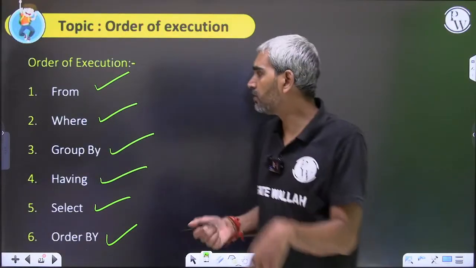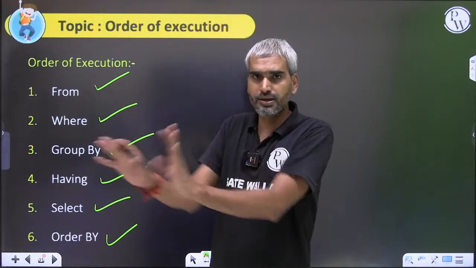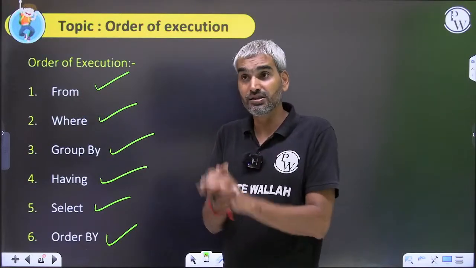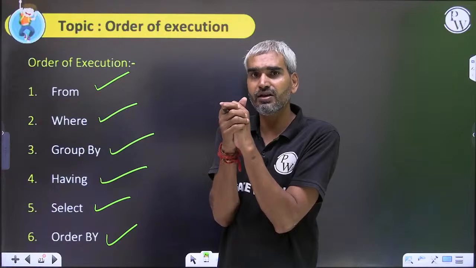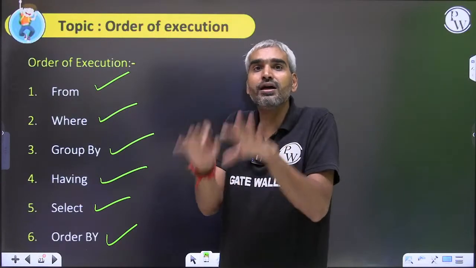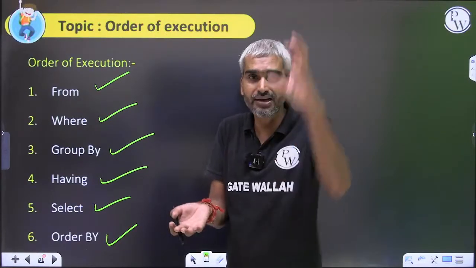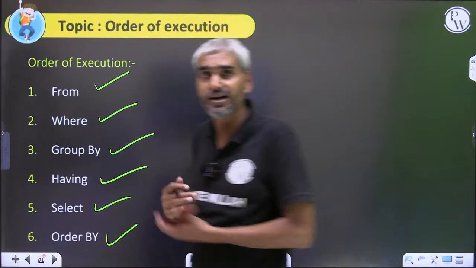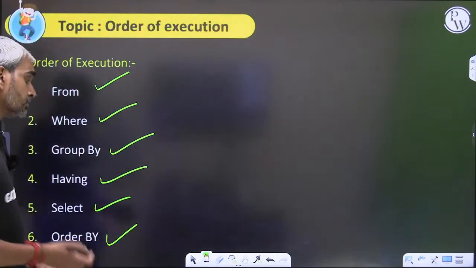That first of all you will take from. So take those tuples, then apply the where condition. Then see what will be left after applying the where condition. Then try to apply the group by clause. Create the groups based on the attribute specified with the group by clause. Clear? So that's what we'll do.